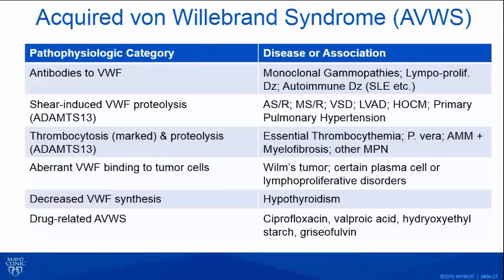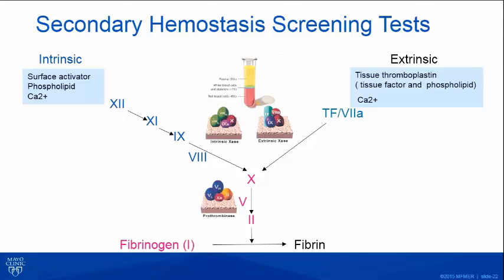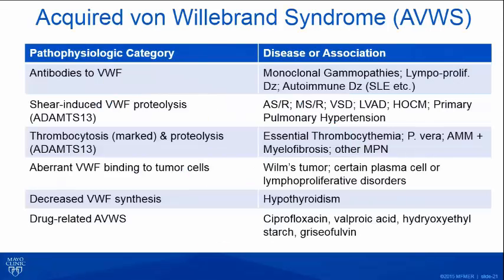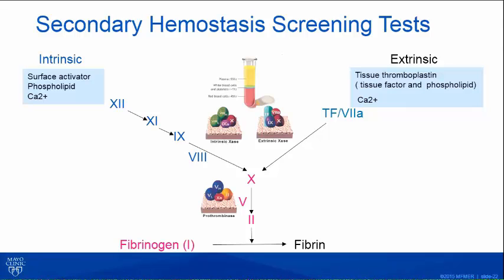Besides congenital von Willebrand disease, we have also identified, or in recent years described, multiple causes for acquired von Willebrand syndrome: autoantibodies, shear stress-induced VWF proteolysis, thrombocytosis-associated proteolysis, aberrant binding to tumor cells, decreased synthesis, etc., and drug-related causes. So that's it for the primary hemostasis part.